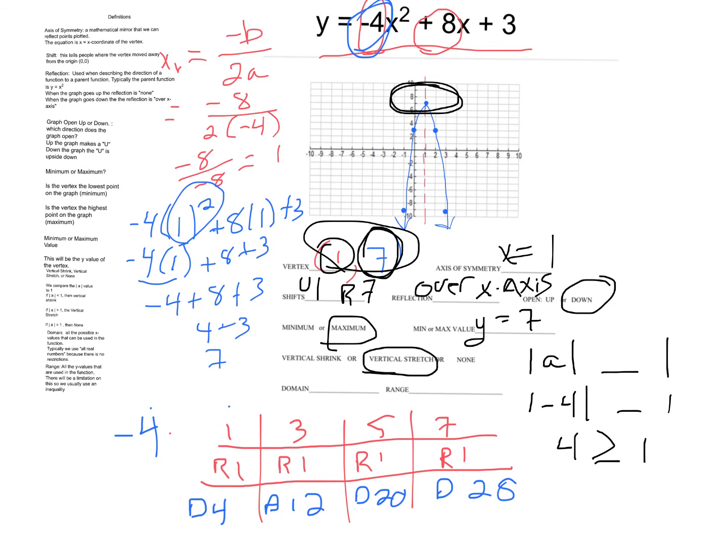Okay. Now, domain. There's no restrictions or holes in my graph for the x's, so the domain is all real numbers. Range. Now, again, my y values, as we noticed, do not go above 7. So therefore, y is not equal to, I'm sorry, let's get rid of that. Not equal to, because then we'd have a straight line. y is less than or equal to 7. And there it is.